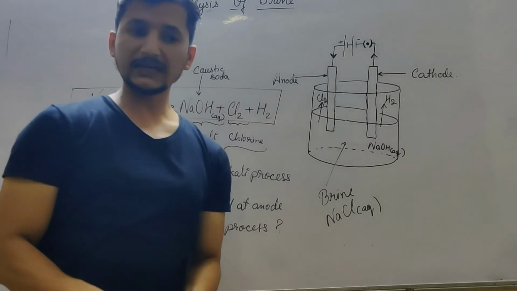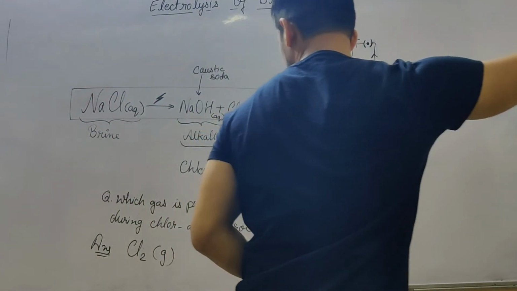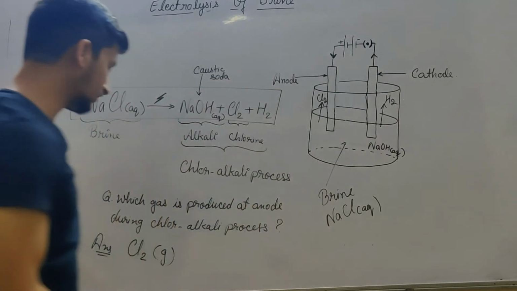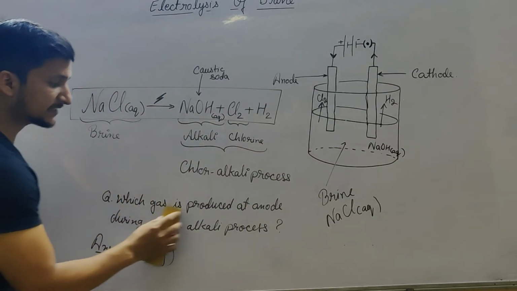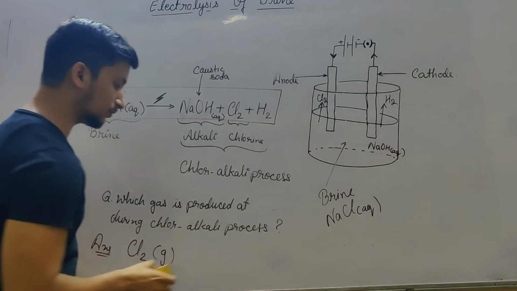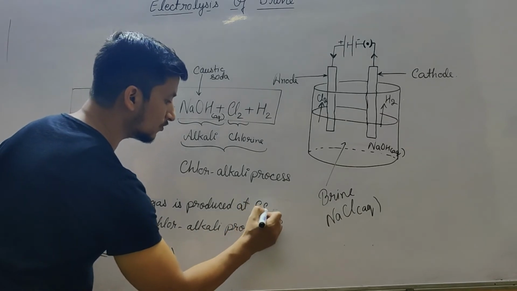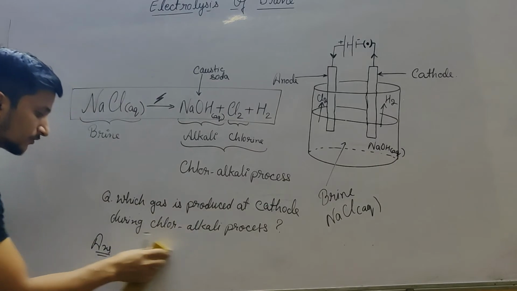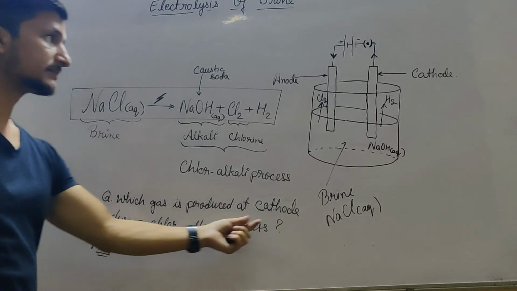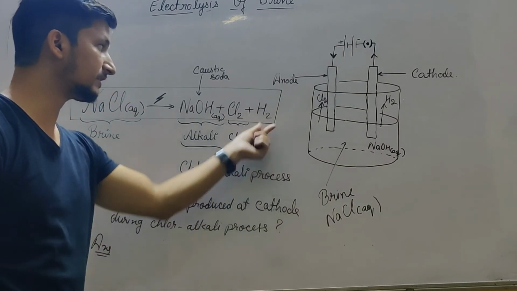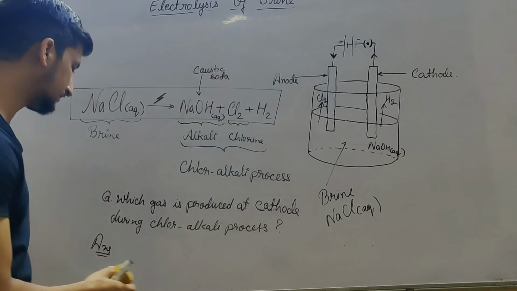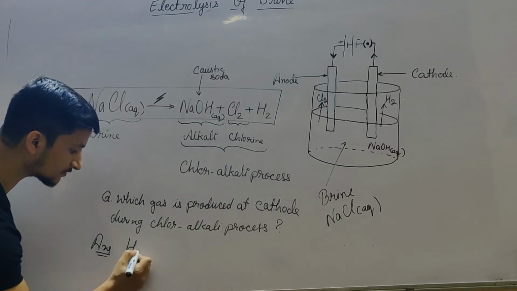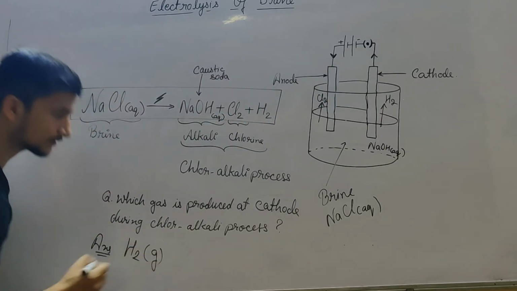Now in the same way, if the question changes and they say, which gas is produced at cathode in chlor-alkali process. So again, now they are talking about cathode. Cathode is negatively charged, it will attract positively charged gas towards it. So here hydrogen gas, or H2 gas, will be formed.